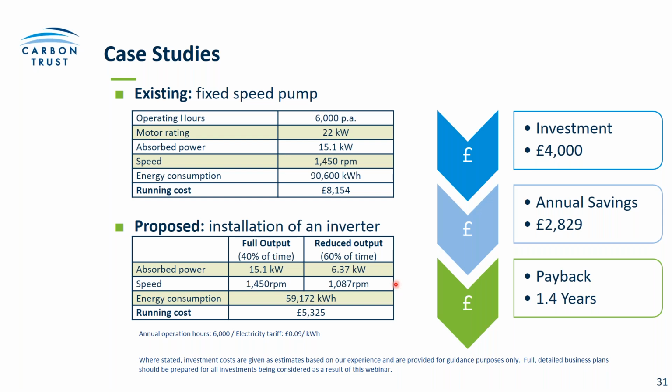You can see the energy consumption has reduced from 90,600 kilowatt hours to just under 60,000 kilowatt hours, and the running cost has reduced from just over £8,000 to just over £5,000 per year. So that would require an investment cost of in around £4,000, would generate those savings of just under £3,000 a year and provide a payback period of in around 1.4 years. So that's a good effective way to use a variable speed drive on a motor.